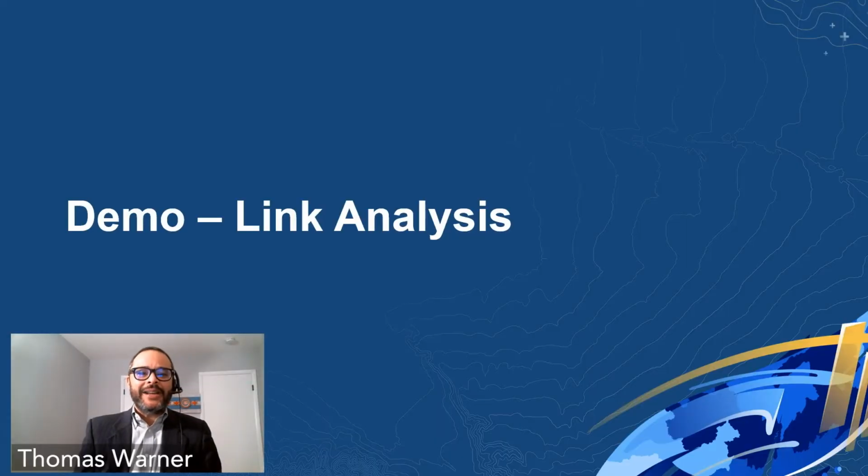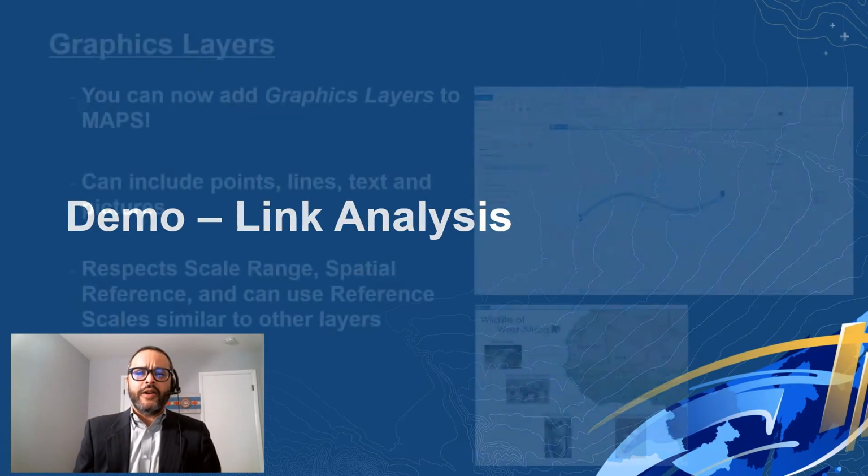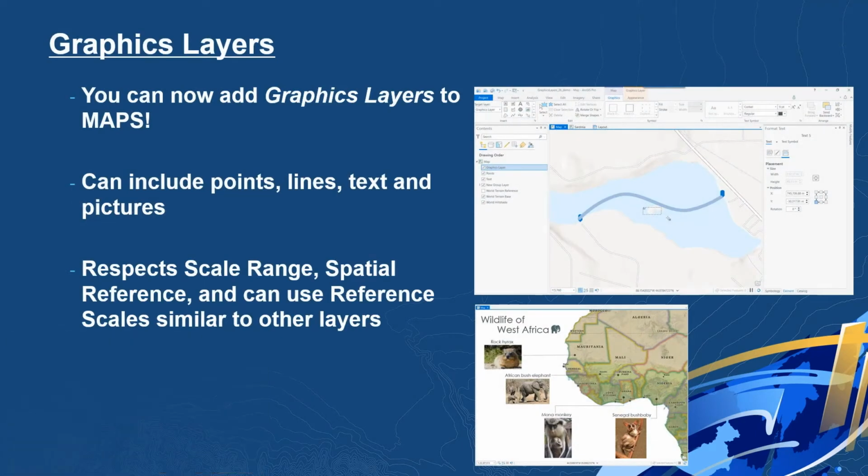Thanks, Tom. I'm going to keep moving forward with what we've added to ArcGIS Pro 2.6, but we'll also take a dive into what's to come in a little bit. So let's jump back in with enhancements to cartographic production workflows. Now we can add graphic layers to the map view. These are comprised of geometric elements like points and lines, but you can also include text and even images.